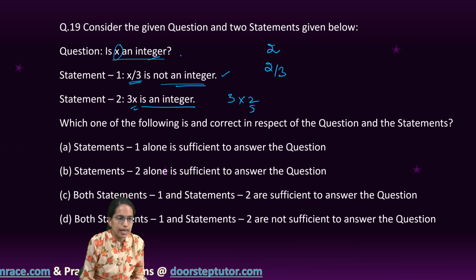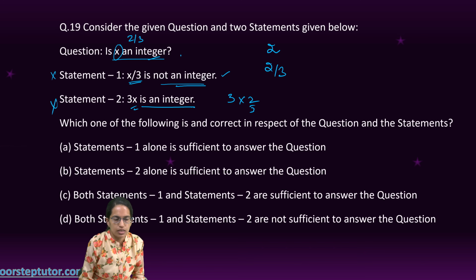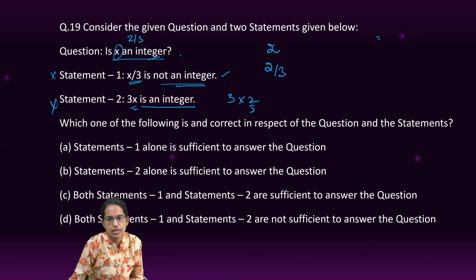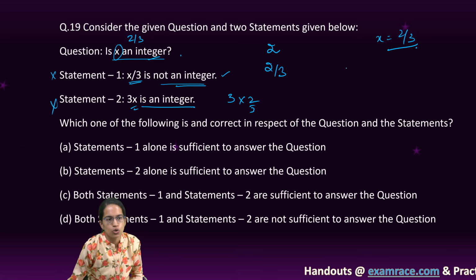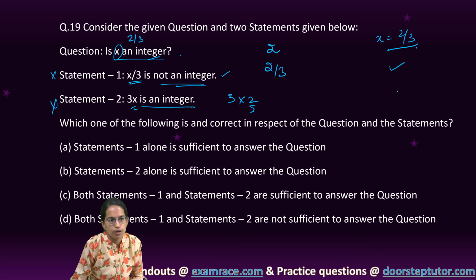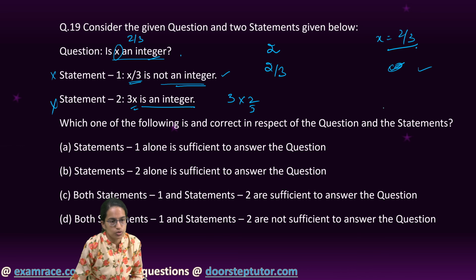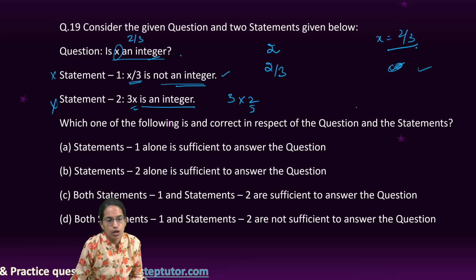So if I take x as 2 by 3, independently both of these statements cannot suffice. Now let me say that x is 2 by 3. If x is 2 by 3, it's a fraction, so statement 1, not an integer, comes out true. 3x also comes out to be true. But I take another case where I take x is 2.